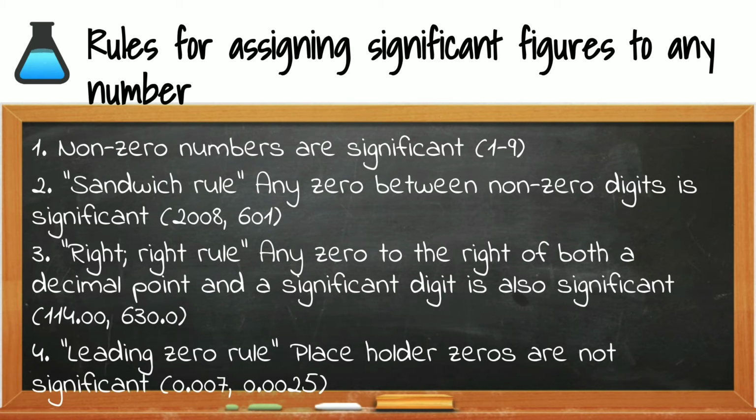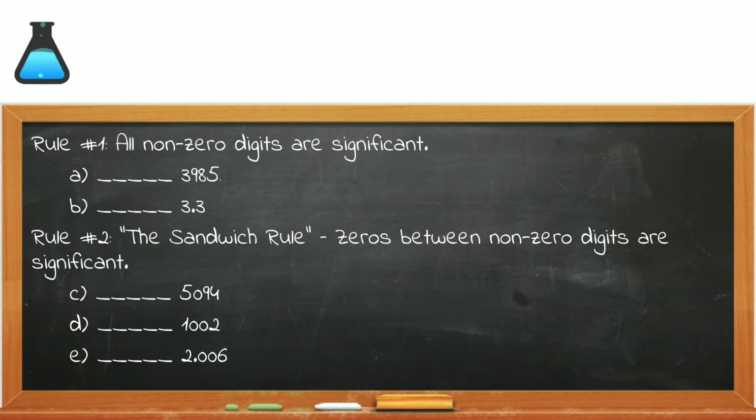Now we're going to talk about the rules for assigning significant figures to any number. Take a minute to pause the video and write down these 4 rules, and then we'll talk about them. Okay, so let's see if we can apply each of these 4 rules.